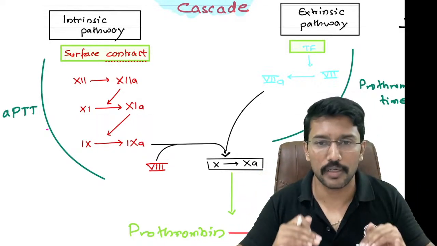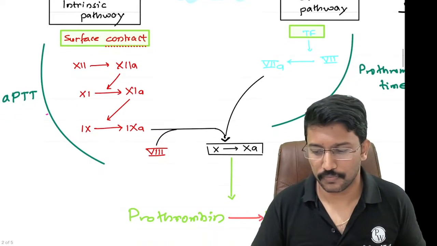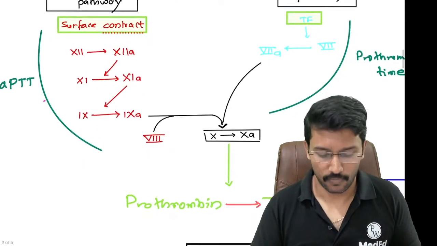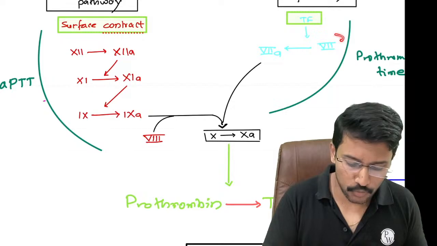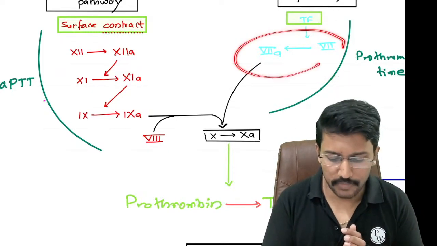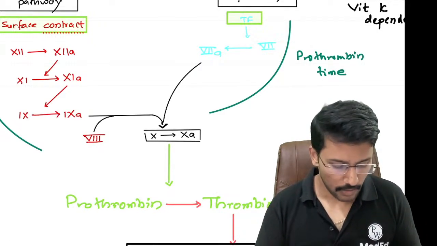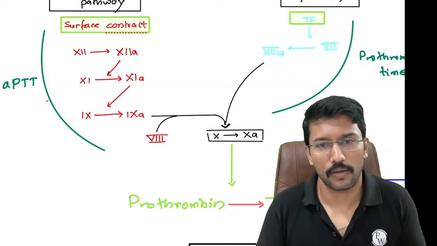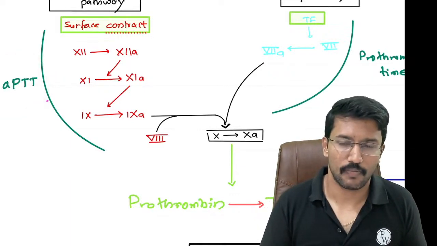But when I further look into the prothrombin time and aPTT in a patient with hemophilia, what do I find? In a patient with hemophilia A, does it have anything to do with factor 7? Absolutely not, right? So as long as factor 7 is fine, prothrombin time will be fine. But what about the aPTT? aPTT will be increased, right?